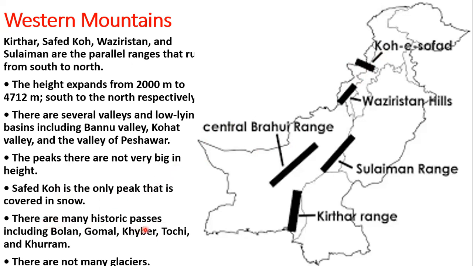Furthermore, there are many historical passes including Bolan, Gomal, Khyber, Tochi, and Kuram. These mountain passes, I have already explained in the previous discussions, that a pass is a way between the two mountain regions and which enters into the main open land. So these are Bolan, Gomal, Khyber near Peshawar, which links Peshawar and Afghanistan, Tochi and Kuram.